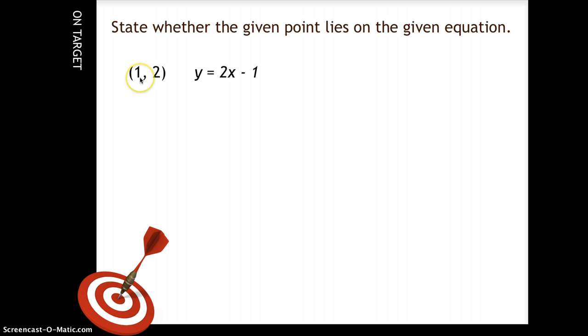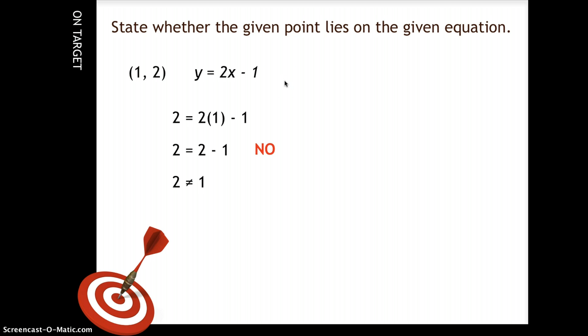So simply substitute 1 to x and substitute 2 to y. Let's do that. So as you can see, these 2 we substituted for y, and this one we substituted for x. Now let's see if this equation is true. So 2 times 1 is 2 minus 1. That gives you 2 minus 1. So then on this side, at the right hand side, 2 minus 1 is equal to 1. That means that 2 is not equal to 1. So our answer is no. Point 1, 2 does not lie in the equation y is equal to 2x minus 1.